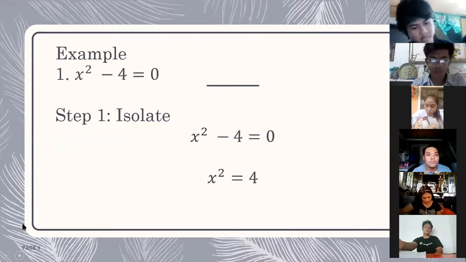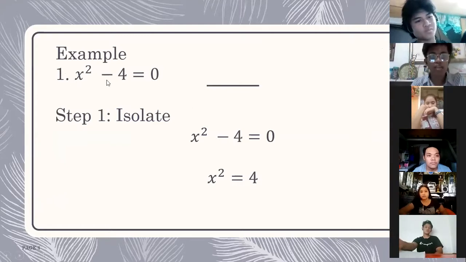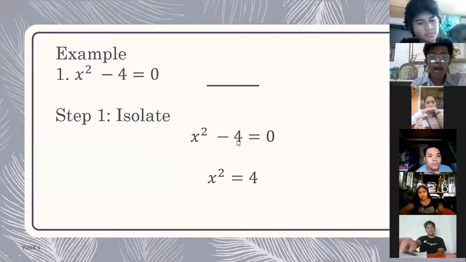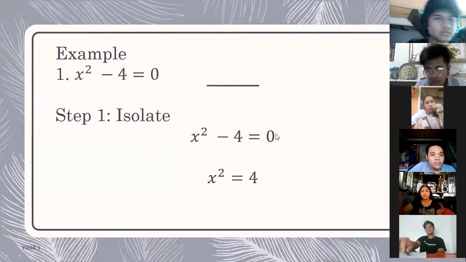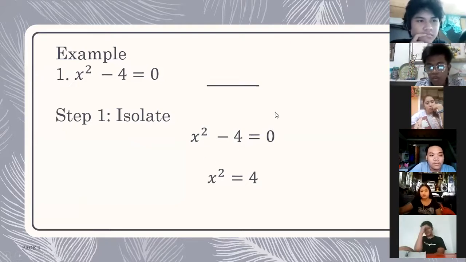Example number 1. Okay. So this is example number 1. Our given is x squared minus 4 equals 0. Ang gagawin natin, step 1, isolate. Ang kasama ni x squared ay si negative 4. Dapat walang negative 4 dito sa kaliwang bahagi ng ating equation. So anong gagawin natin? We need to move this one to the other side of our equation. Ililipat daw natin yung negative 4. Nung nilipat natin yung negative 4, rewrite mo lang yung x squared, baba. Tama? X squared.